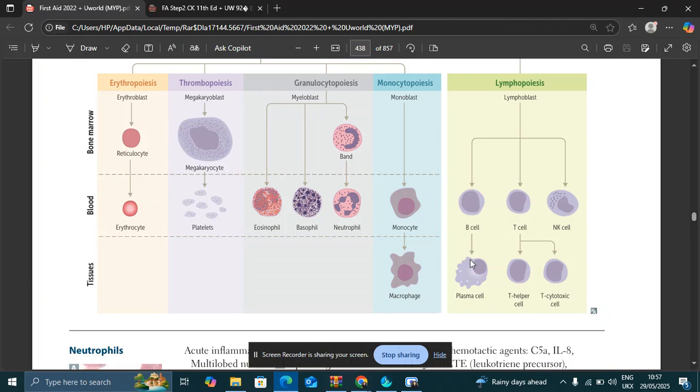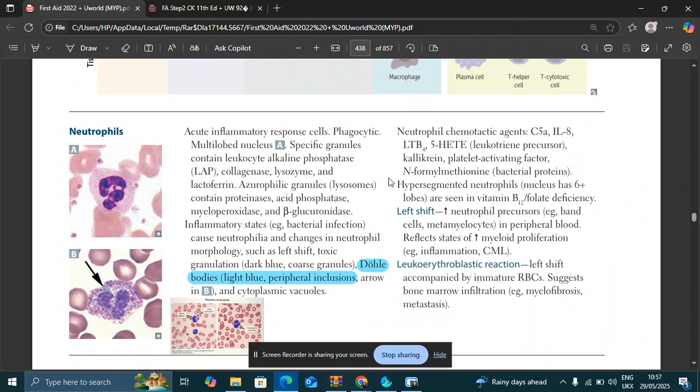B lymphocytes then become plasma cells. T lymphocytes further divide into helper T cells or cytotoxic T cells, and the third one is the natural killer cell. Okay, very simple. Now let's talk about neutrophils.